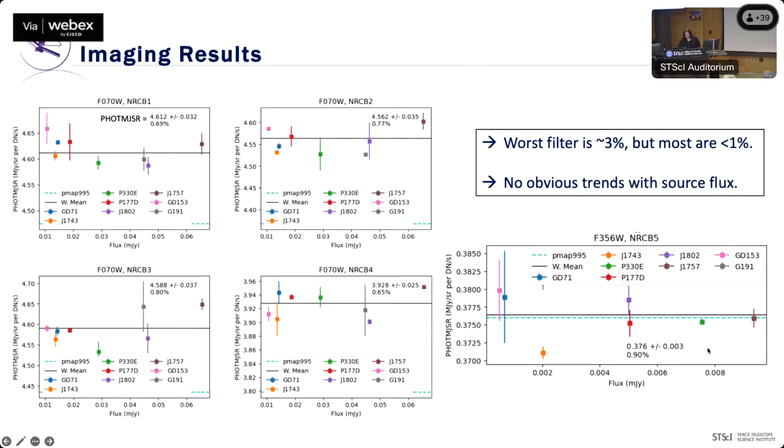And if you squint, there are these little percentages up in the corner that are all less than 1%. And that's how almost every filter is in almost every detector. There's a couple that are between 1% and 2%, and then there's a handful, I think 4, that get above that. The worst one is 3%. But altogether, it looks good. There's no obvious trends with the source flux. And NIRCam is looking really great.